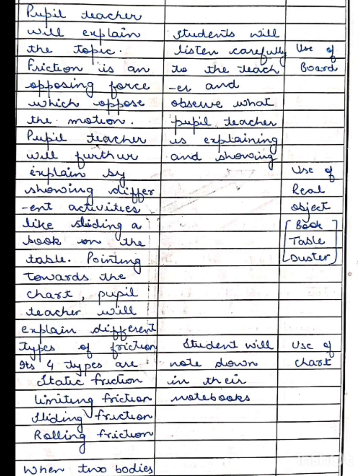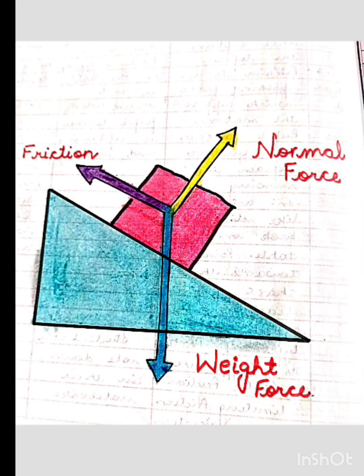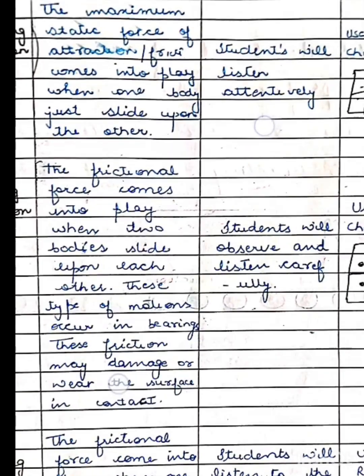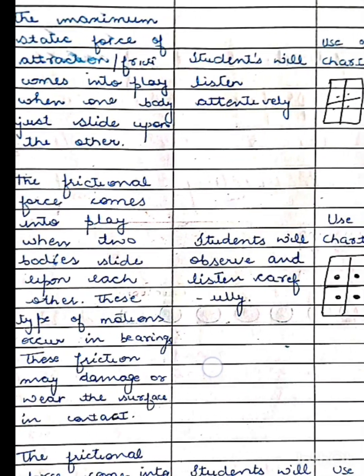So in this pupil teacher activity, the student has written, pupil teacher will explain the topic friction. Now you have to explain the things, and in pupil teacher activity you have to write different elements, use of board, use of blackboard, use of chart. Okay, like this. This is a diagram that is drawn by the student. You have to write the topic or the heading of the diagram also.